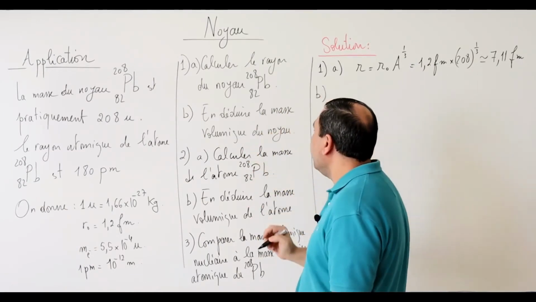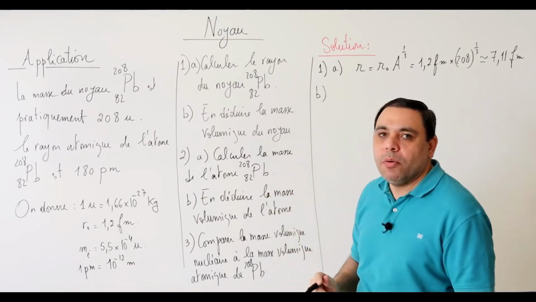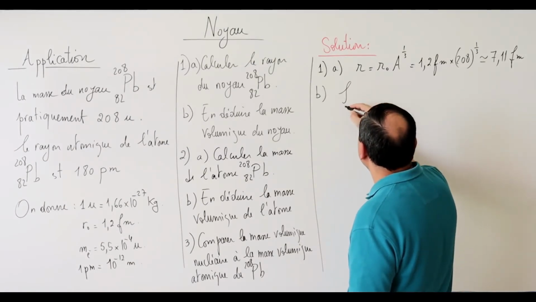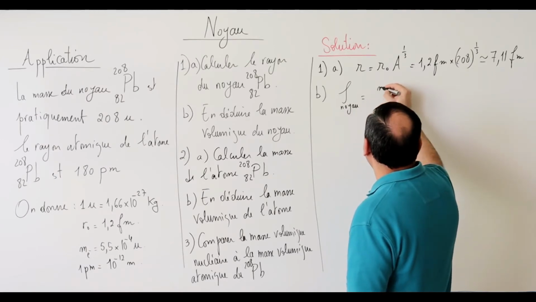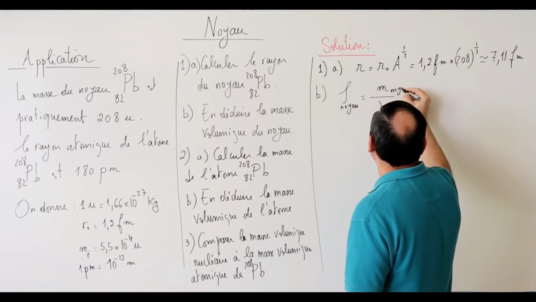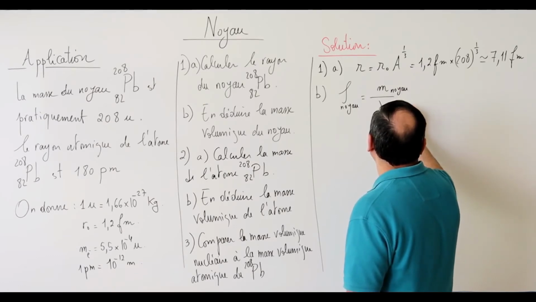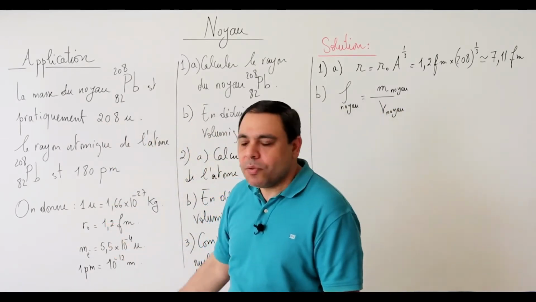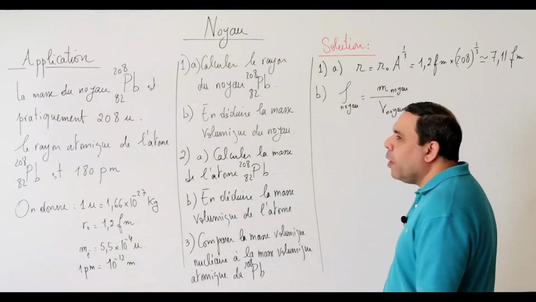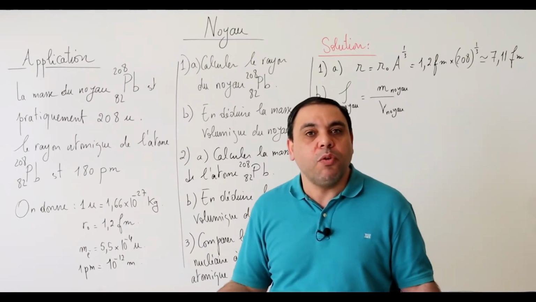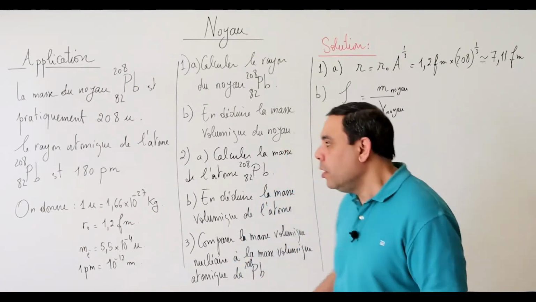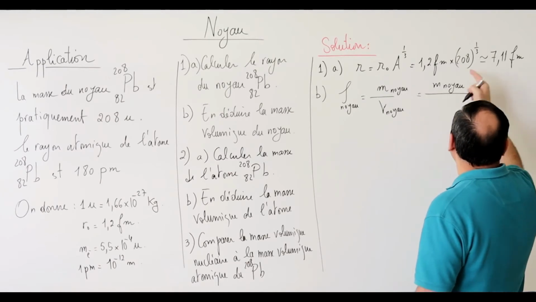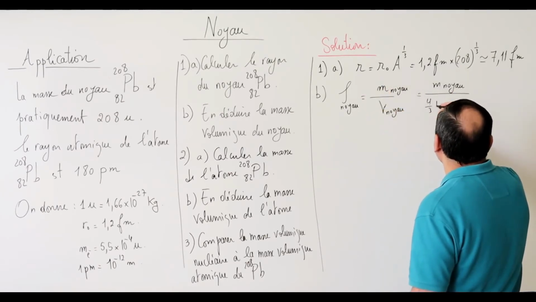In part B, deduce the density of the nucleus. The density of the nucleus equals the mass of the nucleus divided by its volume. The mass of the nucleus is 208 U. We use this conversion to convert it into kilograms. The nucleus is assumed to be a sphere. The volume of a sphere is 4 over 3 pi r cubed. This is the mass of the nucleus divided by the volume of a sphere of radius 7.11 Fermi.